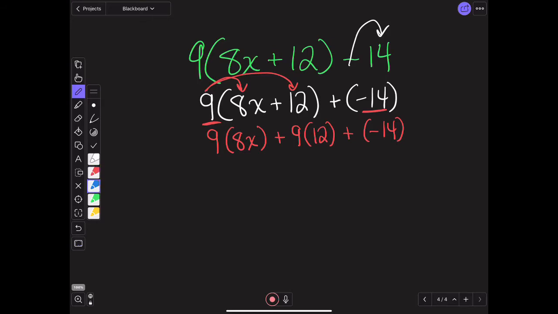All right. Next, we're going to go ahead and follow the order of operations. And you guys can't really see it right now, but Aunt Sally is staring at my soul. So, we do 9 times 8x, which is 72x.